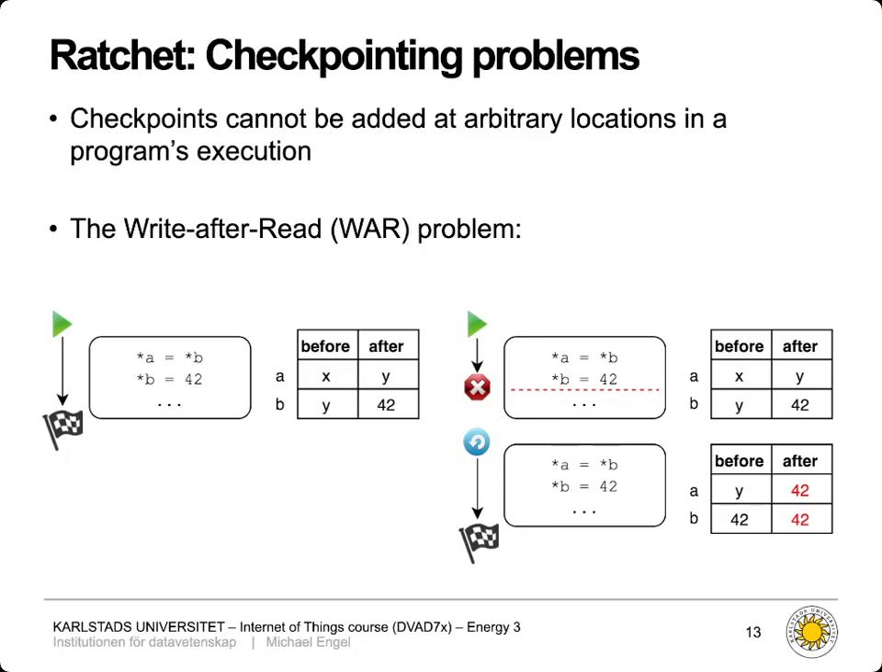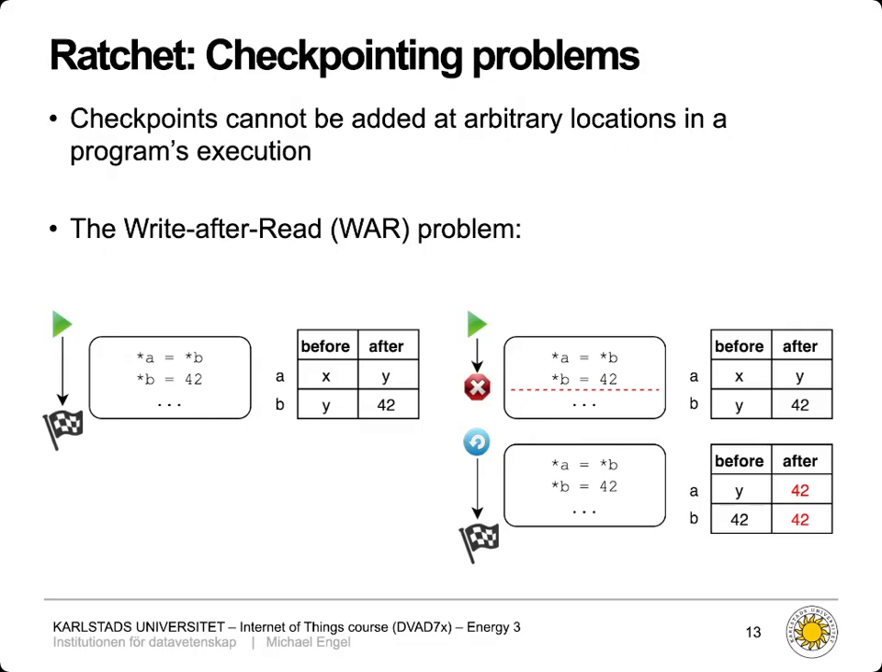Now let's assume we start running this code and we have a power failure at the red line here. First we have what we expect: we have Y in A, so the previous value of B, and then we have 42 in B. But unfortunately, this is non-volatile memory, so these values persist after we power on our machine again.